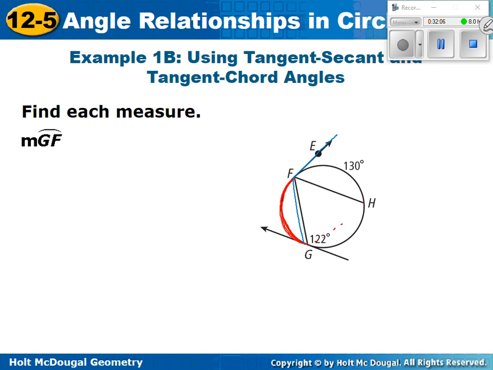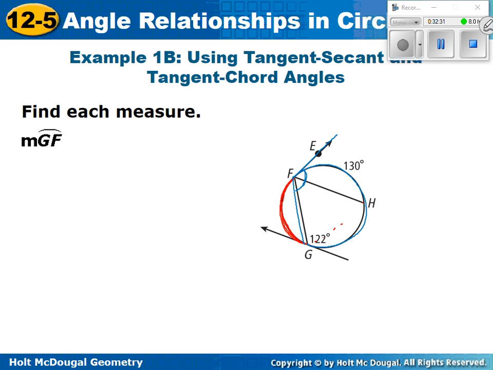GFE would be this angle. It's going to create this arc all the way around to here, but not the red one that we're looking for. From 360. You sure could. I think that's a harder way to work it, but you sure could do it that way.